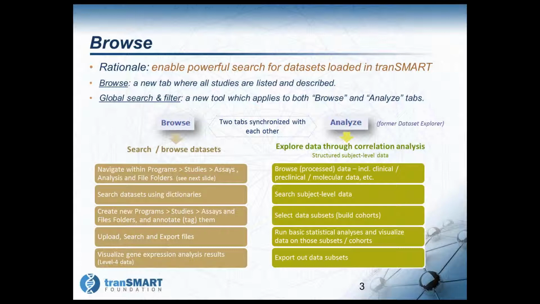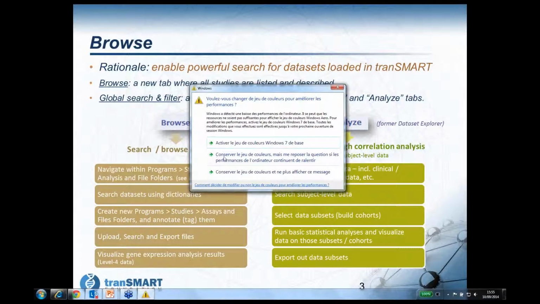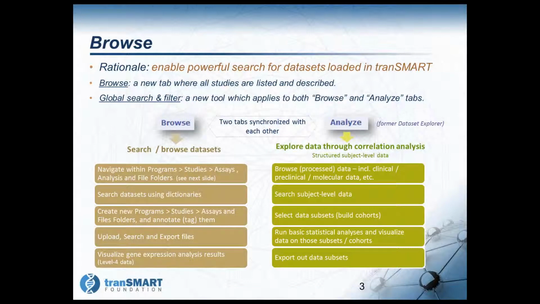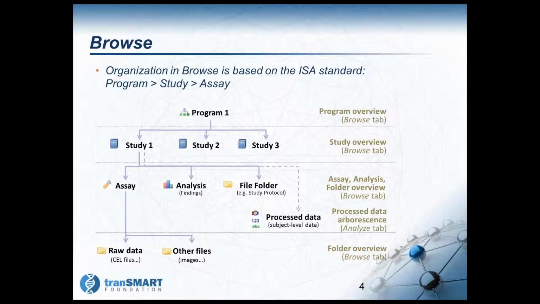So just after this quick overview, I will do a demo of this new Browse tab, which is actually the new homepage of tranSMART 1.2 release, where one can navigate within programs, studies, and data sets which are available into tranSMART. And from there, also users are able to search for data using specific dictionaries that have been implemented. So those two tabs, Browse and Analyzed, are synchronized to a certain extent, I would say. So in particular, they share a common search functionality that I will demo just after.